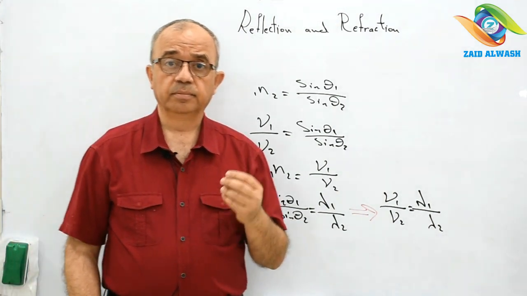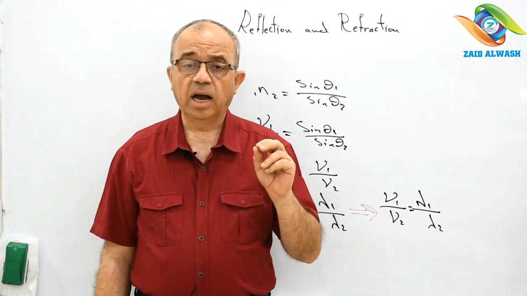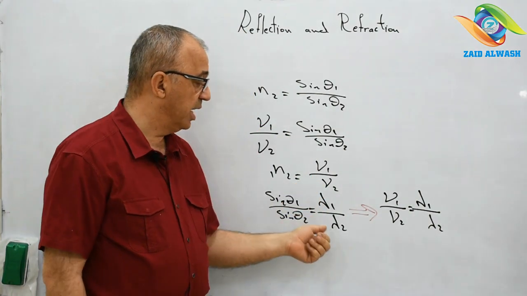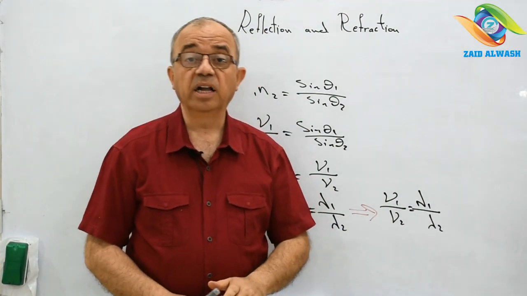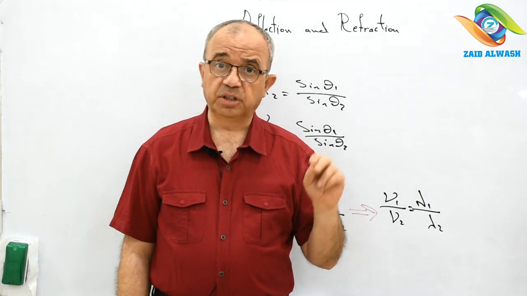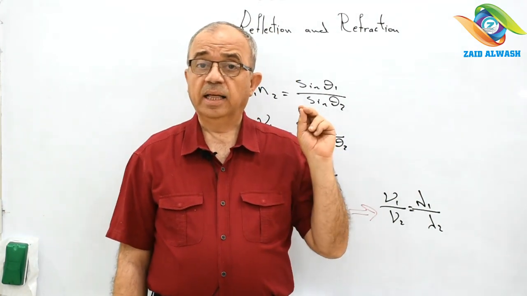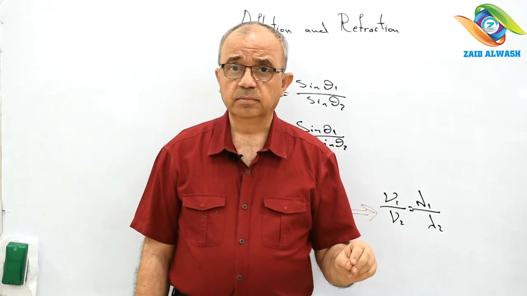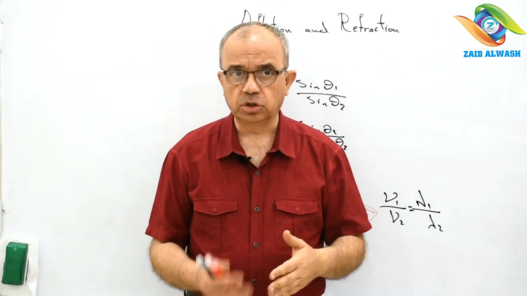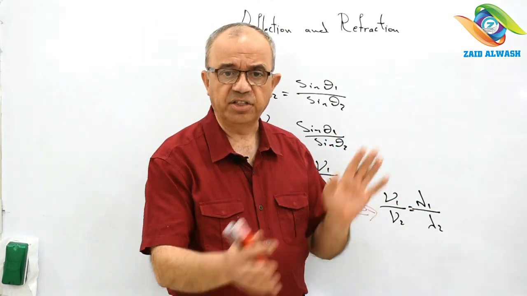Then there is important information about lambda 1 and lambda 2 and about the light itself. The light, when it travels between two transparent media, its speed must change when it travels from one transparent medium to another.